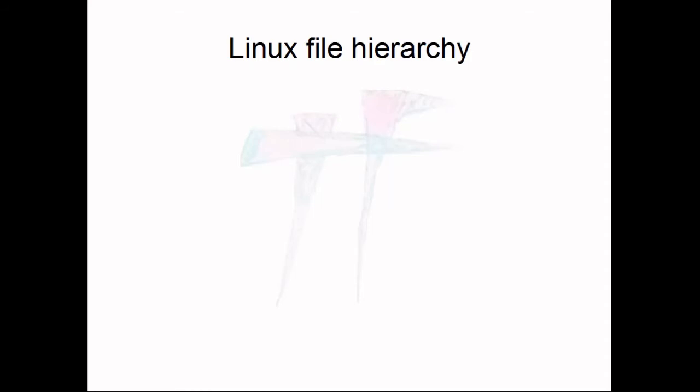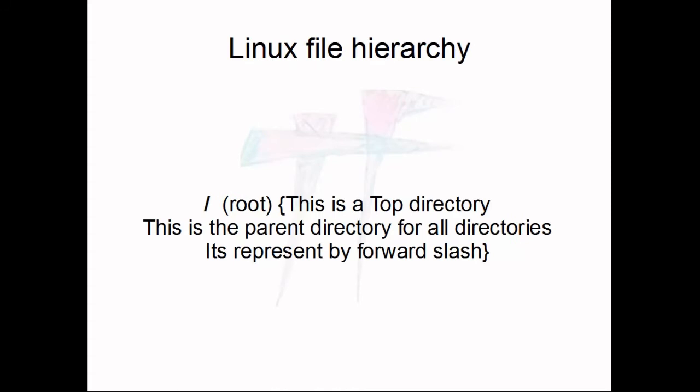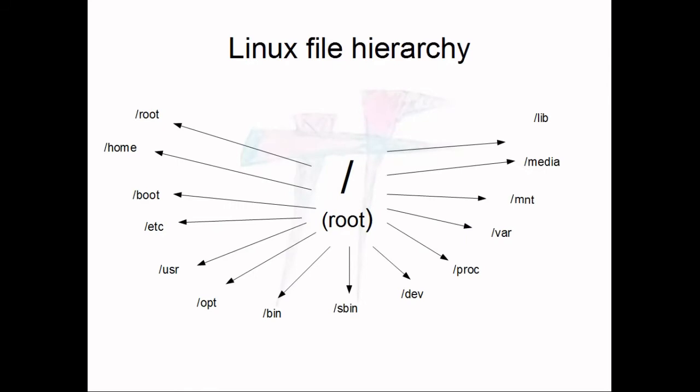So what about Linux? In Linux we have one partition called root. Under root we have all the file separations like etc, opt and all under the root partition. This is the main partition called root in Linux. It is the parent directory for all directories, and it is referenced by a forward slash. So this is the file hierarchy.